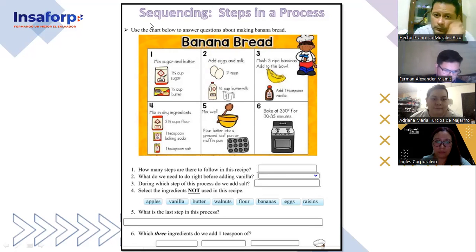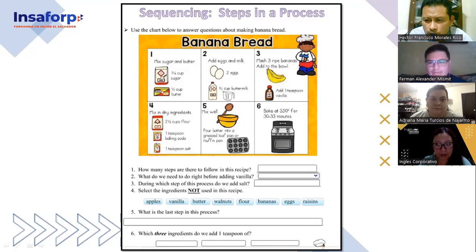Number three? Mash three ripe bananas. Add to the bowl. Add one teaspoon vanilla. Number four. Mix dry ingredients. Two and a half cups flour. A teaspoon baking soda. One teaspoon salt. Step number five. Mix well. Pour batter into a greased loaf pan or muffin pan. Number six. Bake at 350 for 30 or 35 minutes.